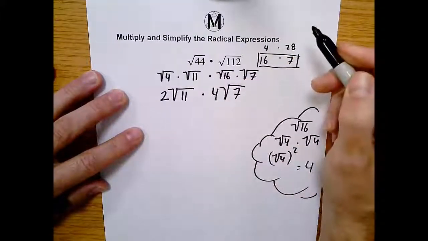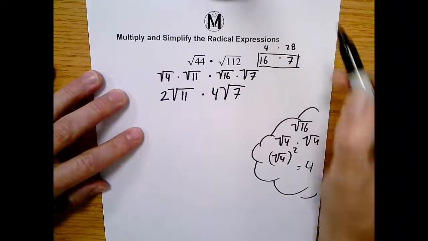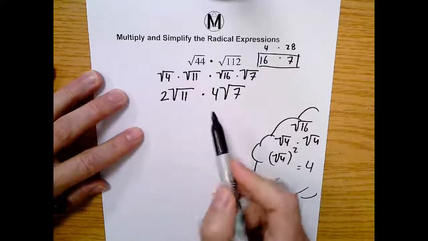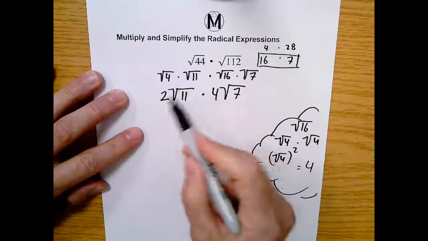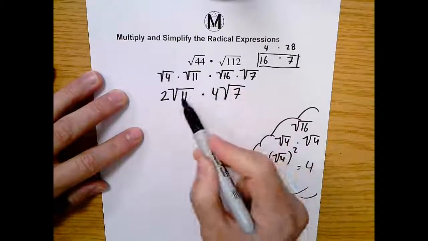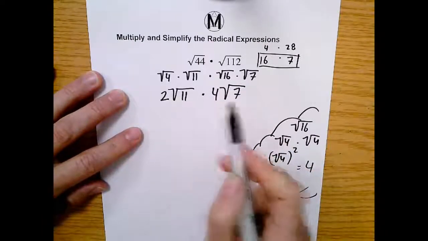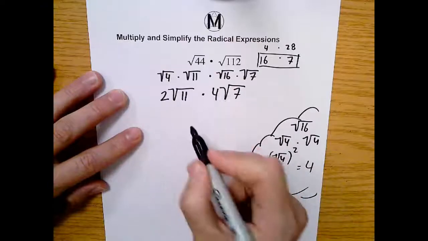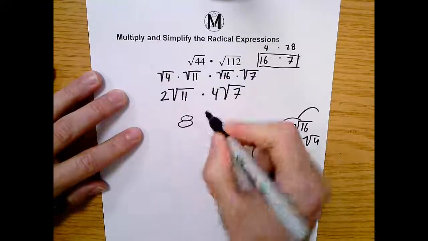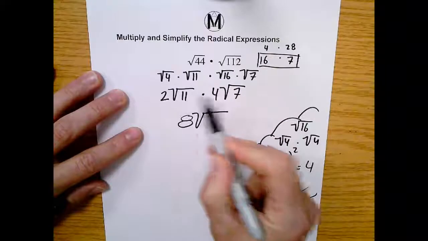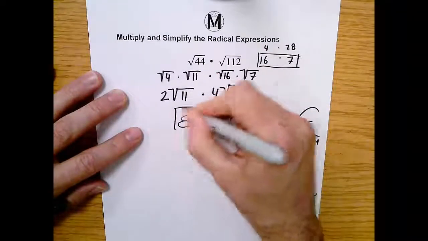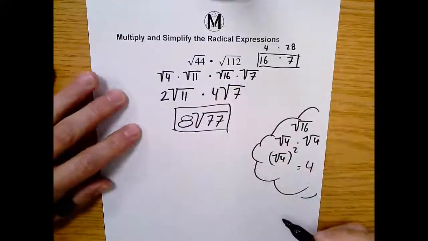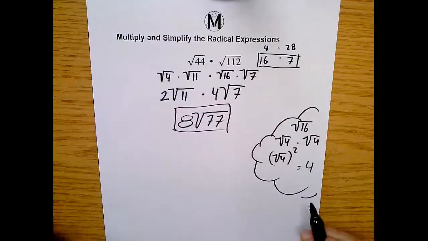Our last and very, very final step is to just multiply these together. When we multiply these together, whatever's outside of the radical multiplies together, and whatever's inside the radical multiplies together. So you can do this in your head. Well, what is 2 times 4? 8. Great. And what is 11 times 7? That is 77. And just like that, you've done it. You've multiplied and you've simplified those radical expressions.